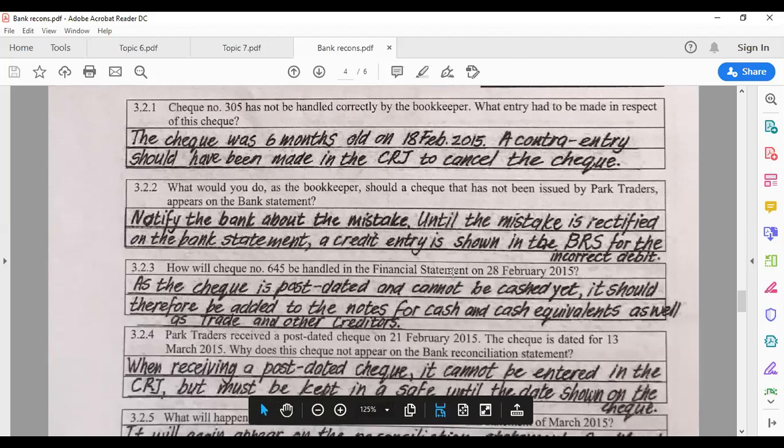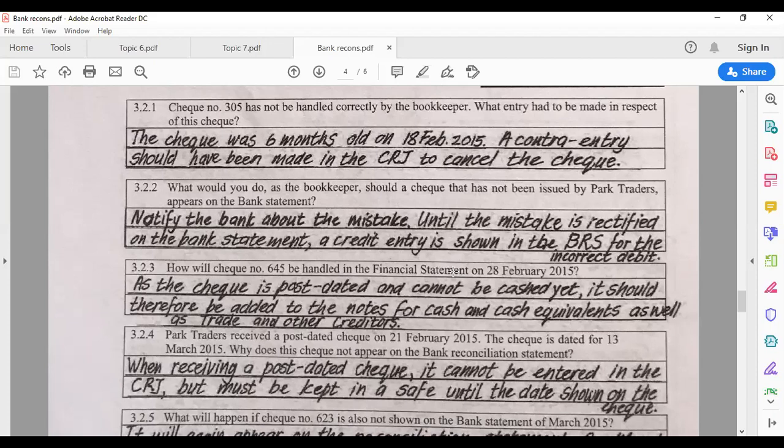Okay. What would you do as the bookkeeper should a check that has not been issued by Park Traders appear on the bank statements? Okay, so you notify the bank about this mistake, and until the mistake is rectified on the bank statement, a credit entry is shown, okay, in the bank reconciliation statement for the incorrect amount debited. Okay, so for the amount incorrectly debited, that's just what you guys are going to do.